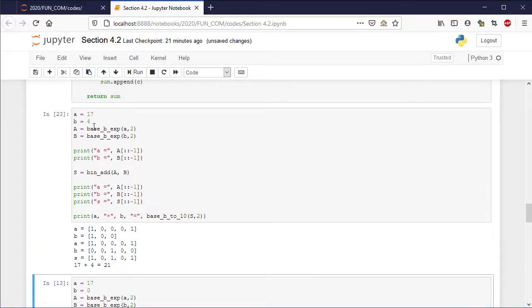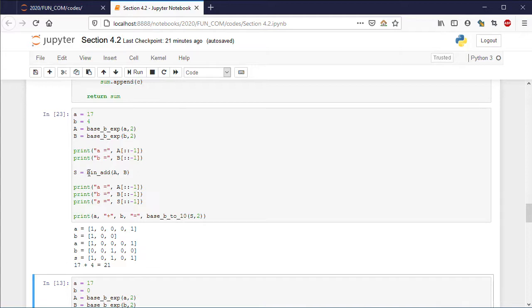So in this example, I'm trying to add 17 by 4, right? So 17 is represented by binary 10001. You can actually very easily verify because the first one corresponds to 2 to the power of 4, that is 16. 16 plus 1 is 17, and 4 is 100 in binary.